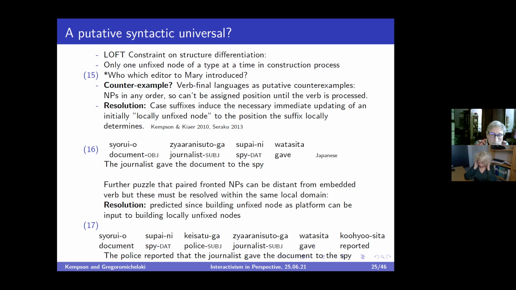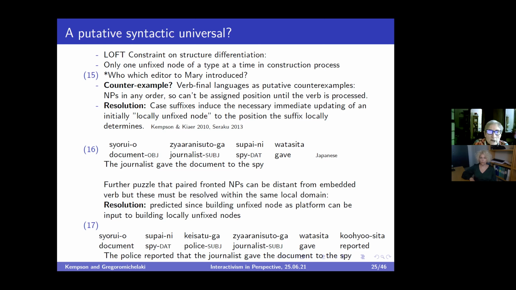And again, we have a very natural explanation, because on our story, you can indeed build an unfixed node as a platform, but then as a differentiated subcase of unfixed nodes, we can build locally unfixed nodes. So there's nothing to stop you building a platform from that platform introduced, building yourself locally unfixed nodes suitably updated by the case system. So the puzzle about multiple long distance dependency is resolved.